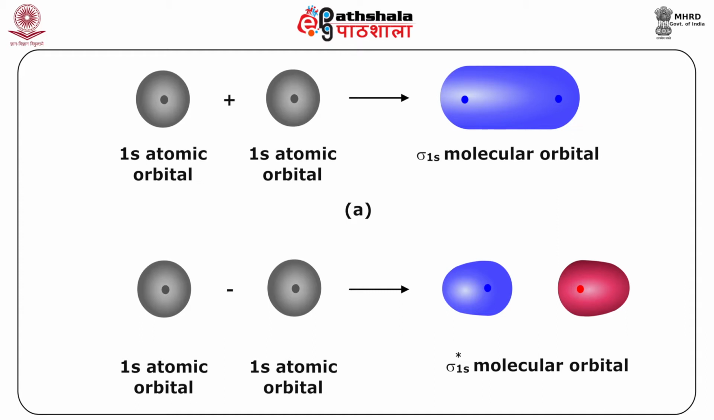Bonding molecular orbitals display a buildup of electron density between the two nuclei. Likewise, we can see the formation of the sigma anti-bonding orbital, which is generated by the mixing of two different phase atomic orbitals. Antibonding molecular orbitals result in low electron density between the two nuclei.